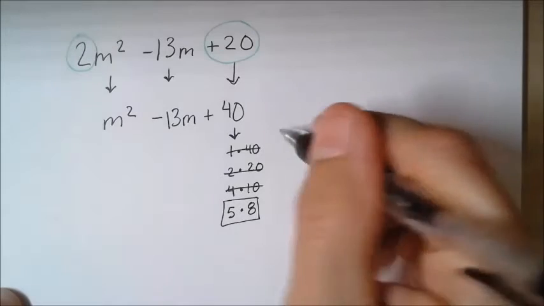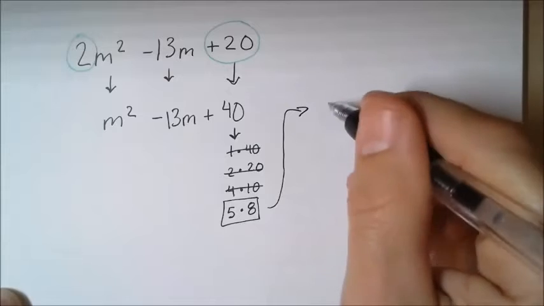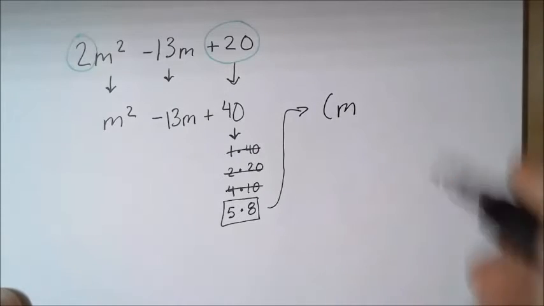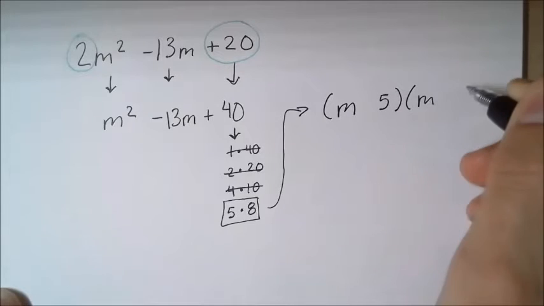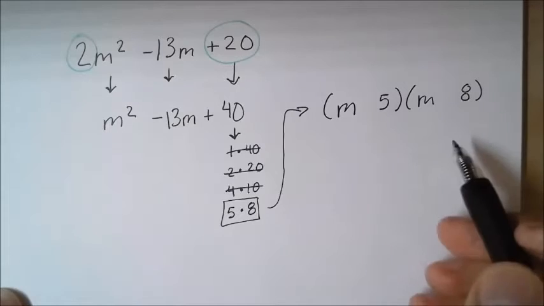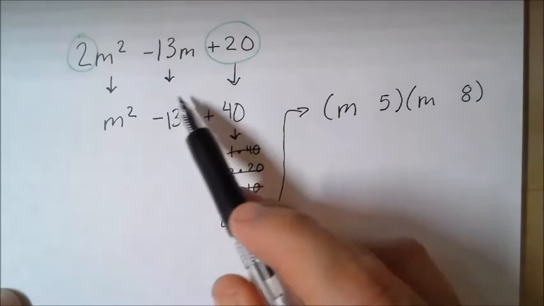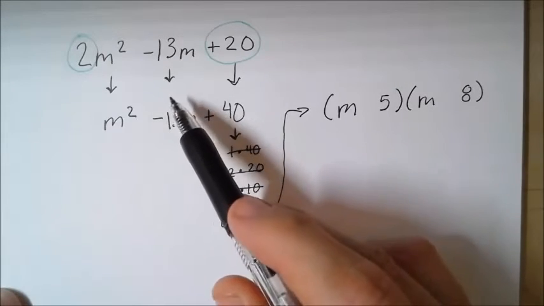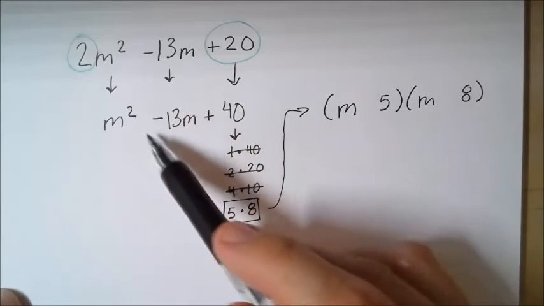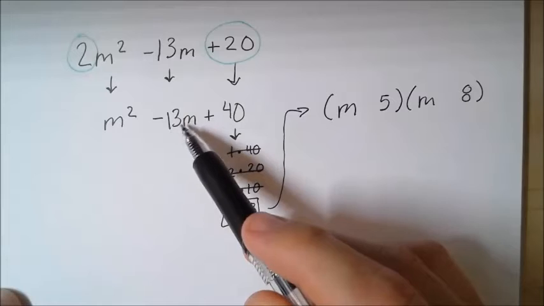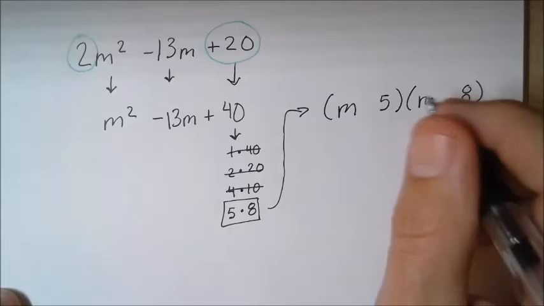So let's move this over using those factors. What I'm going to have is m with a 5, and then an m and an 8. At this point I need to think about what my signs are going to be. Notice our middle term is negative. So my largest number needs to be negative in order for me to have a negative value. So I'm going to make my 8 negative.